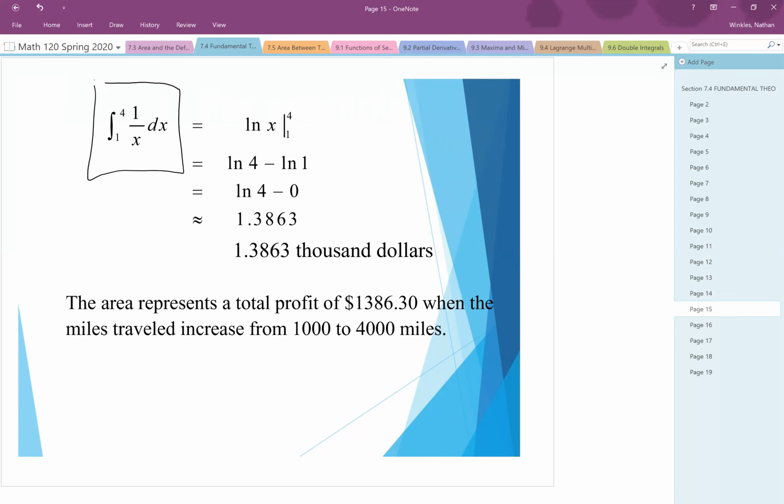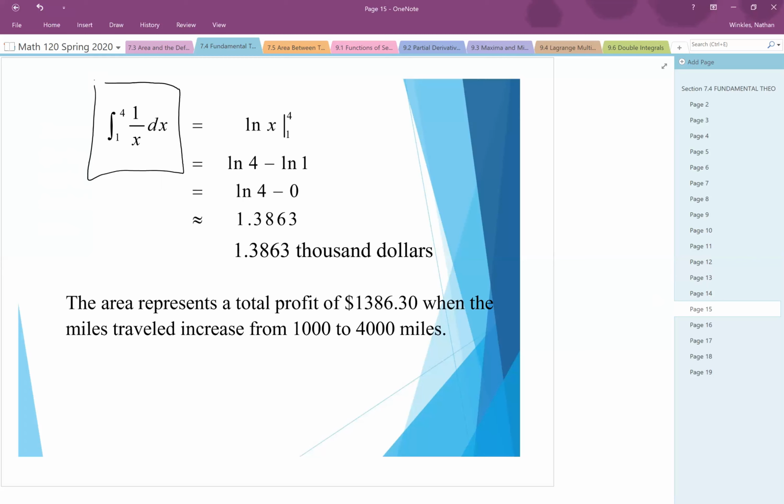The antiderivative of 1 over x is natural log of x. And then we're going to evaluate that from 1 to 4. So we're going to get ln 4 minus ln 1. ln 1 is 0, so we have ln 4 minus 0. If you brought up your calculator, you could see that ln of 4 is approximately 1.3863. Keep in mind that our previous slide told us this was in thousands of dollars. So this area represents a total profit of $1,386.30 when the miles traveled increased from 1,000 to 4,000 miles.